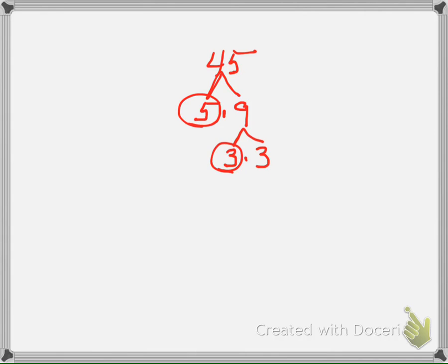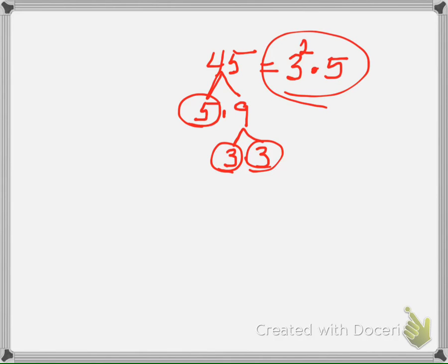Yes. So when we look at 45, what's the smallest factor then? 3. How many times did we use it? 3 to the second times 5.